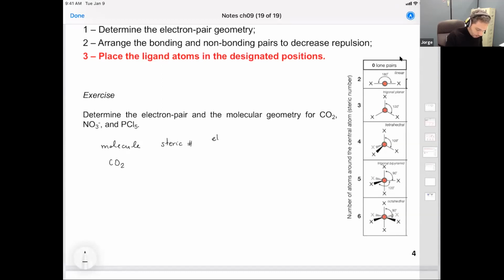The third column, we are going to determine the electron pair geometry, the name of the electron pair geometry, then the molecular geometry, and then here in the last column, we will draw the molecular geometry, how the atoms are organized in the space. Okay, so let's do that for CO2, nitrate, and PCl5.